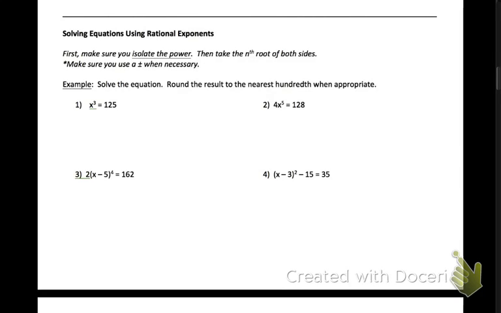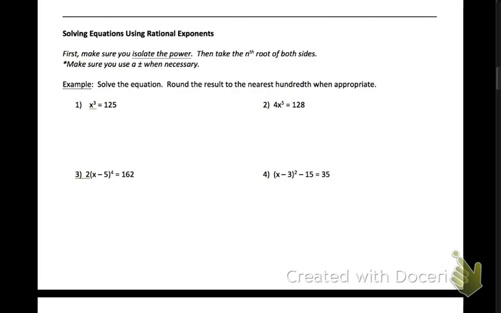Okay, guys, we're going to move on to the next section in your notes packet, solving equations using radical or rational exponents. This is, like I said, in your notes packet, so please make sure that you copy these examples down. So there's only 4. This is it, so it shouldn't take you very long.